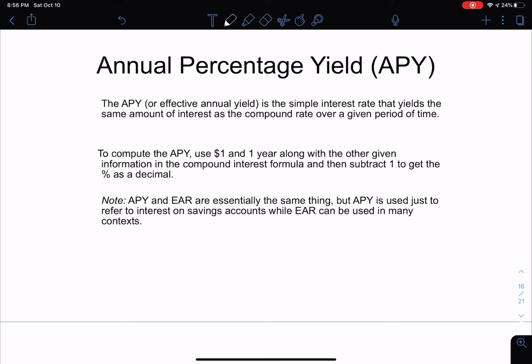But the APY, annual percentage yield, can also be called the effective annual yield. It's the simple interest rate that yields the same amount of interest as the compound rate over a given period of time. So if they give you the compound interest rate, you can find the annual percentage yield. You can find the simple interest rate that would give you the same amount at the end of that time period. To do this, just use $1 for your initial principal. Use 1 year for your time. Make that easy. Plug in all your information into your compound interest formula. And when you're done, you'll be able to subtract 1 and get the rate as a decimal.